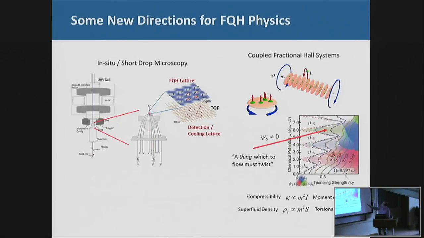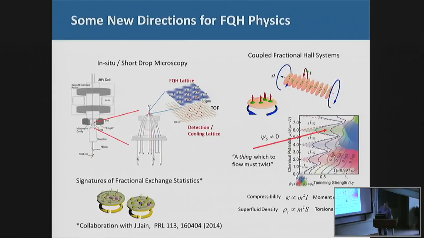And these are kind of interesting types of superfluids because, in order to flow, they have to twist. And they have interesting linkages between different properties. Their compressibility, for instance, is proportional to their moment of inertia. Their superfluid density is proportional to their torsional stiffness. So we think that this is a system which can give us a lot of new signatures and also allow us to produce very high fidelity fractional quantum Hall states by going into these insulating lobes.